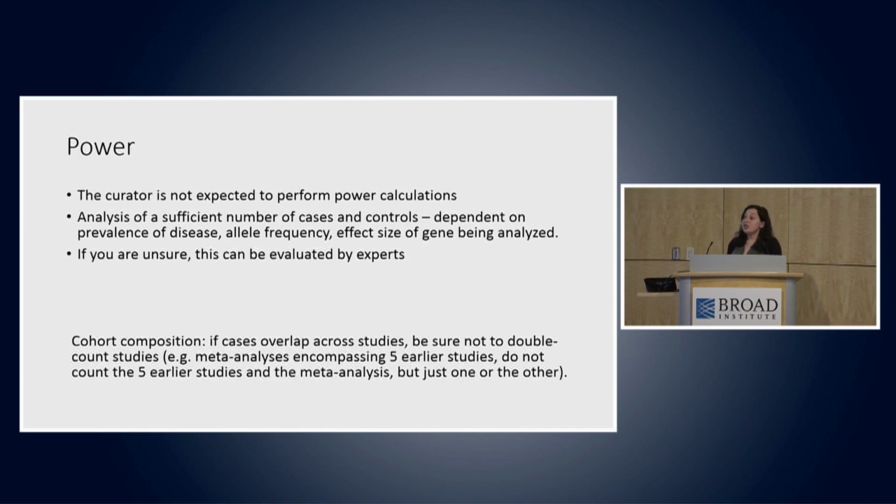The next one that you want to consider is power. And you're actually not expected to perform any power calculations. That would be too complicated. You really just want to consider the size of the study in relation to the prevalence of your disease. So you want to think about, did they analyze a sufficient number of cases and controls? And if you're unsure, you can ask experts in the particular disease area. You also want to consider if this cohort might overlap with potential other studies, and try not to score them both, because that would be double counting cases across. Or if you have a meta-analysis, you don't want to score all of the case control studies within the meta-analysis independently and then score the meta-analysis, because that would be double counting.